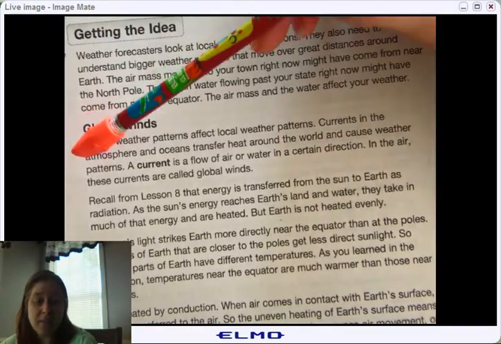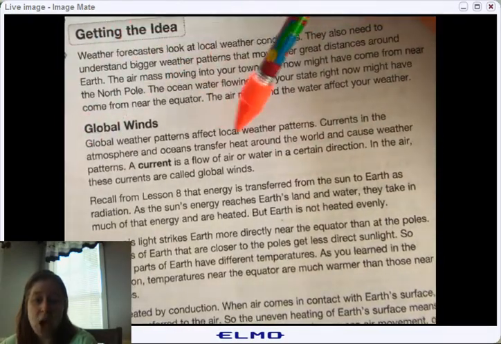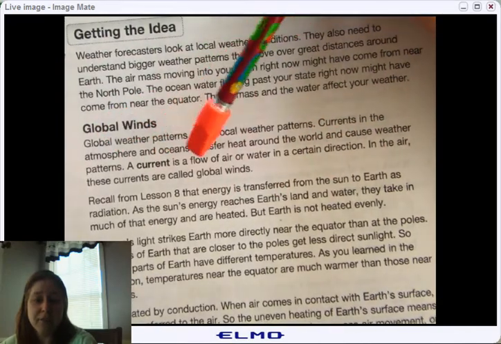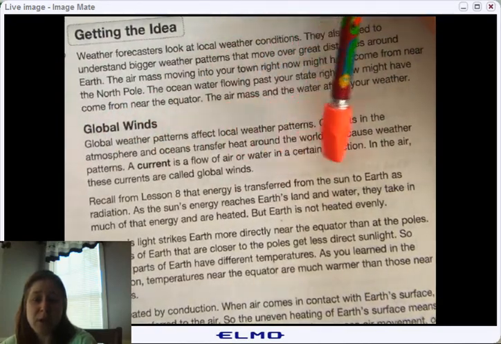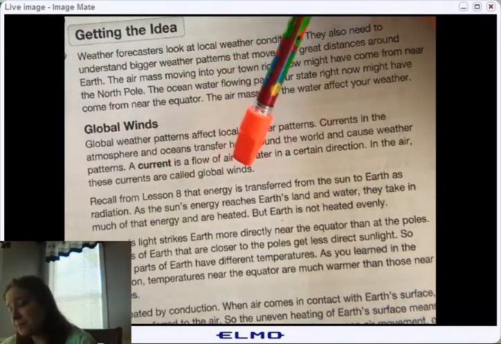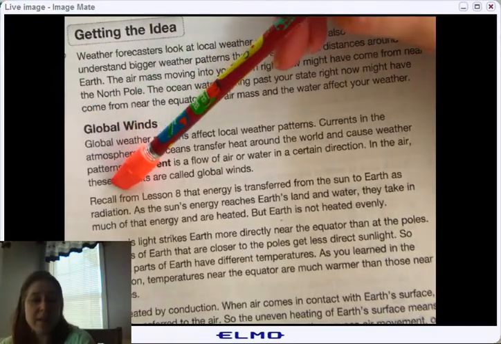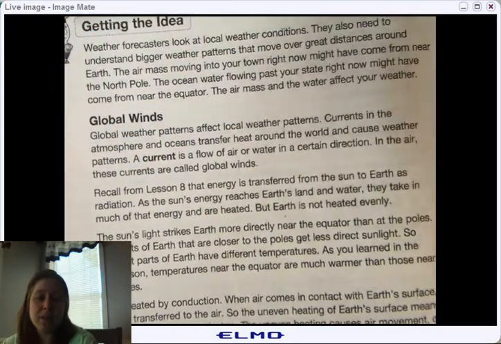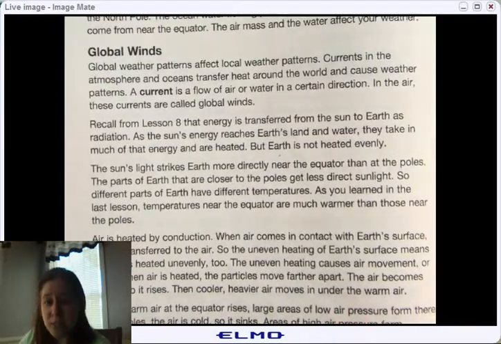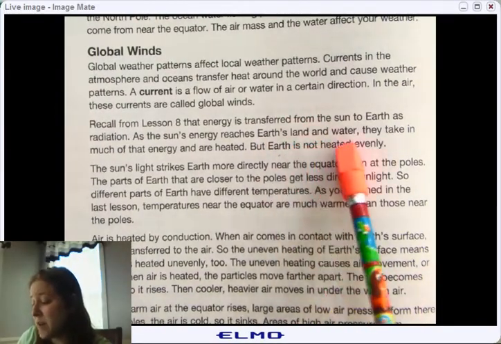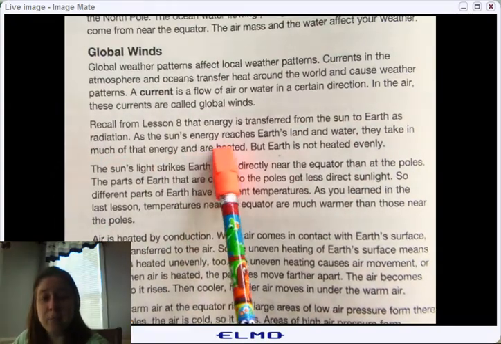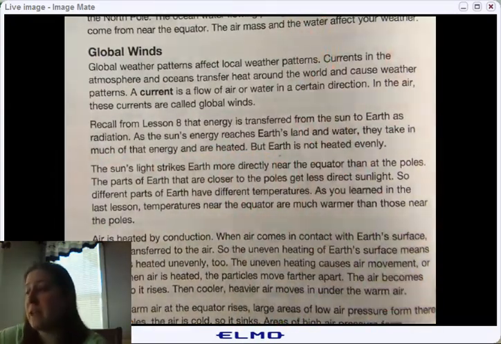Currents in the atmosphere and ocean transfer heat around the world and cause weather patterns. A current is a flow of air or water in a certain direction. In the air, these currents are called global winds. Recall from lesson 8 that energy is transferred from the sun to the Earth as radiation. As the sun's energy reaches Earth's land and water, they take in much of that energy and are heated. But Earth is not heated evenly.